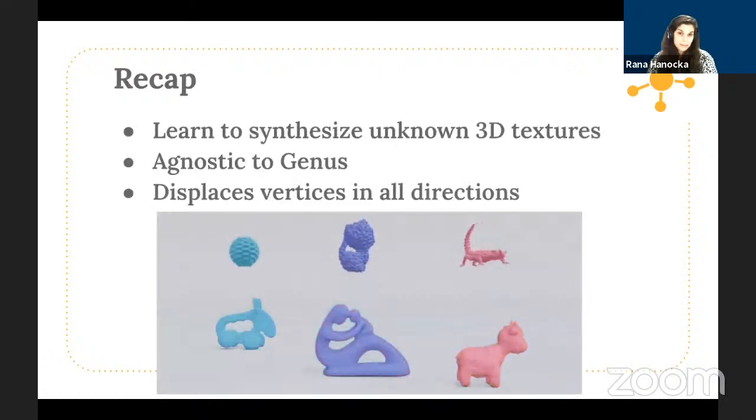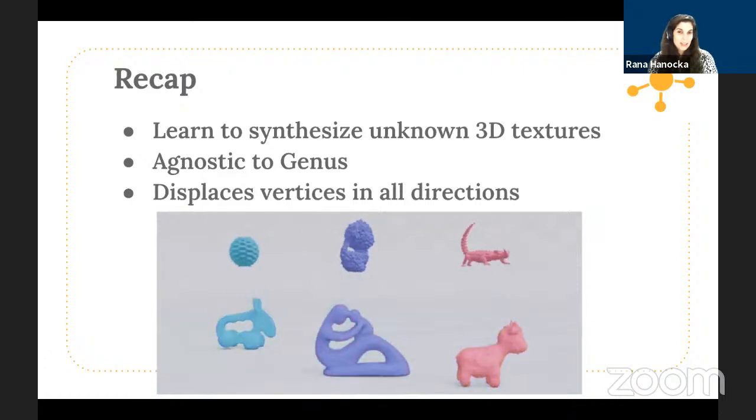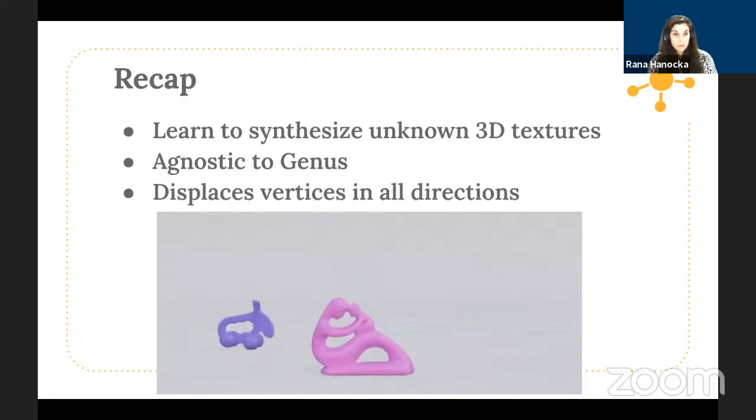So in summary, in this work, we demonstrated that we could learn to synthesize unknown 3D textures from a single exemplar shape. We train a series of progressive generators which displace the vertices in all directions, and it's agnostic to genus.